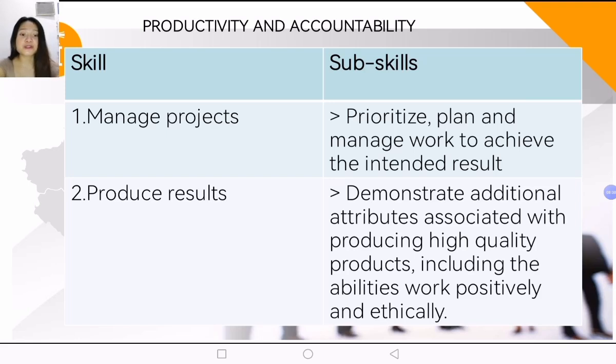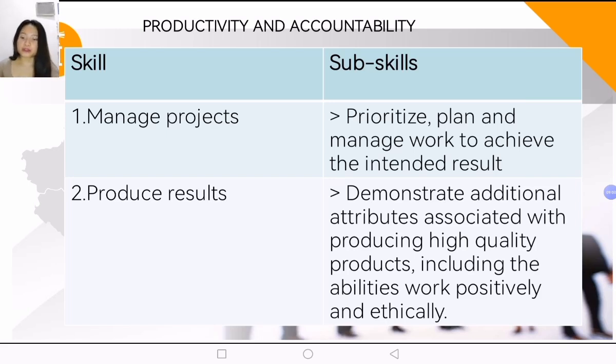Its sub skill is to prioritize, plan, and manage work to achieve the intended result. So of course, just like a lesson plan, or a lesson we want to create or conduct, if there is a learning objective, there is a learning outcome that we are looking for.